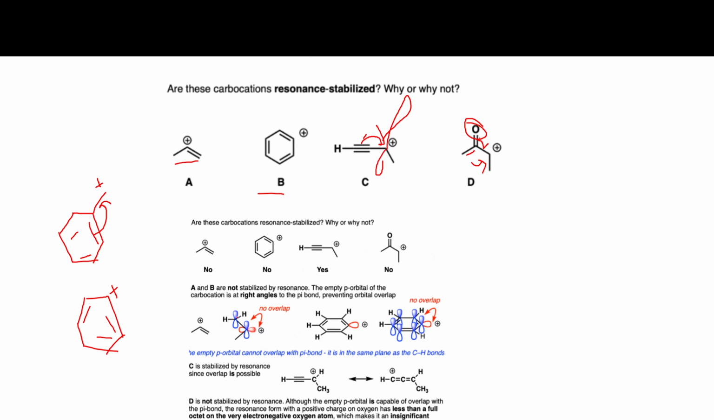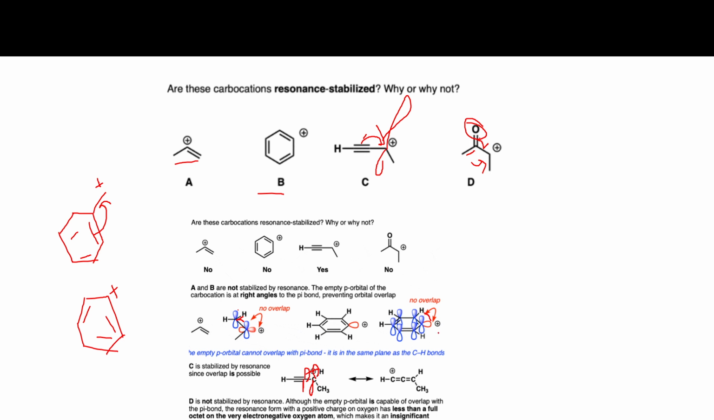In these cases, there is no empty p orbital overlap. Here is your hydrogen, and your p orbital will be like this, so there is no overlap between these two. No overlap, so no resonance in this case also, because the p orbital is not coplanar.